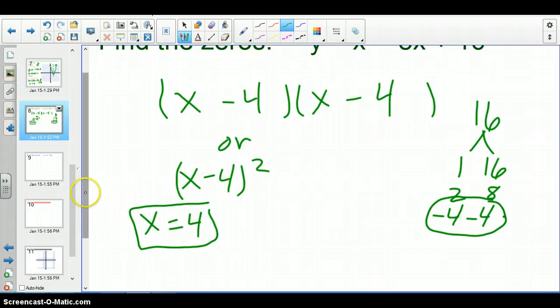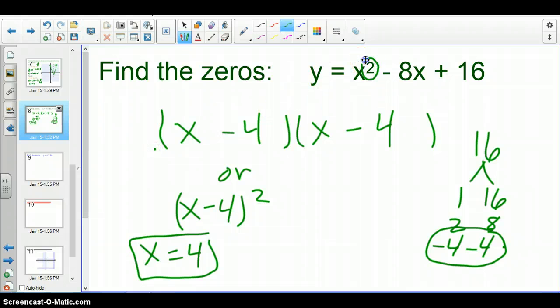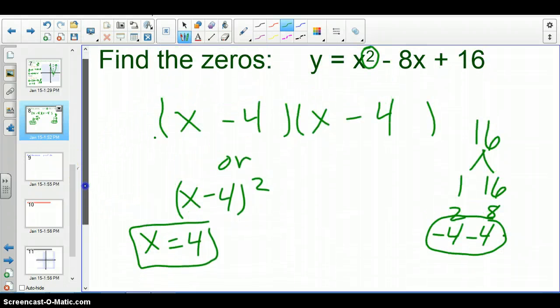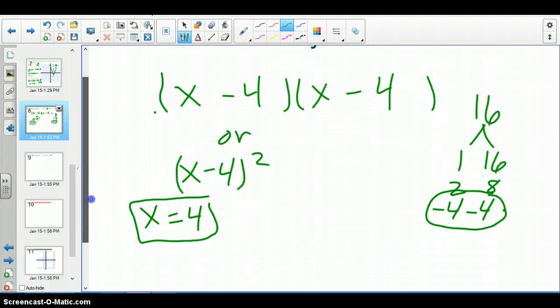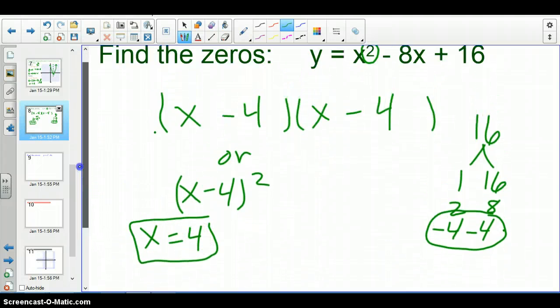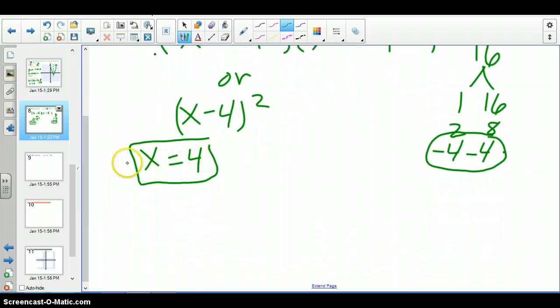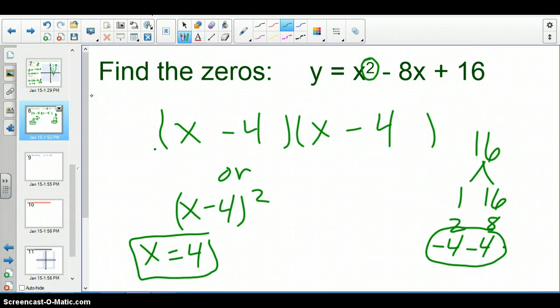Now I said since we're solving quadratics and our exponent here is 2, we have to have 2 answers for all of them. Well, here we only have one answer. So that tells us that this parabola only crosses the x-axis at one point, which means our vertex is going to be at 4, 0. So that's why we only have one answer in some of these. If we only have one answer for x, that means that our vertex is on the x-axis. So it only crosses the x-axis one time.